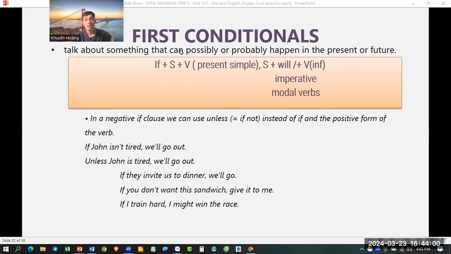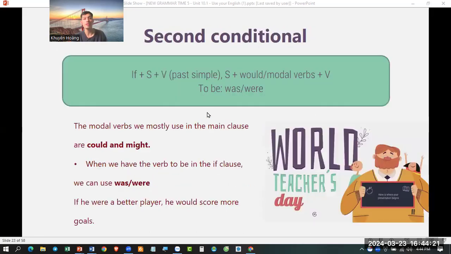So for the first conditional sentence, I don't want to talk about the structure. You just focus on the usage, what we use it for. Now you know possibly, right? So we skip it. Let's talk about the second conditional sentence. You have to tell me the usage according to your opinion.